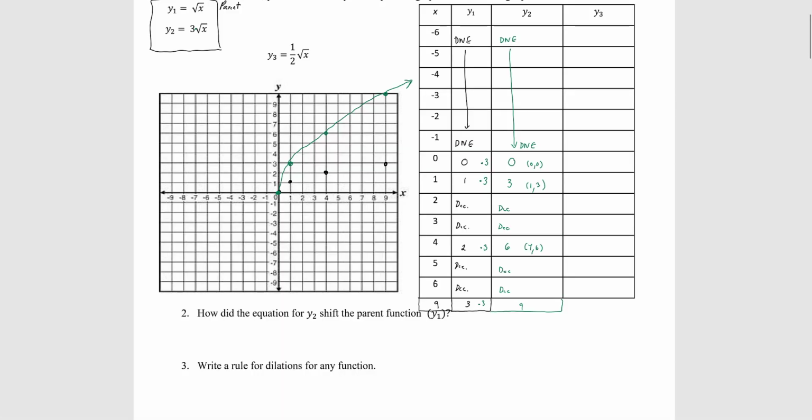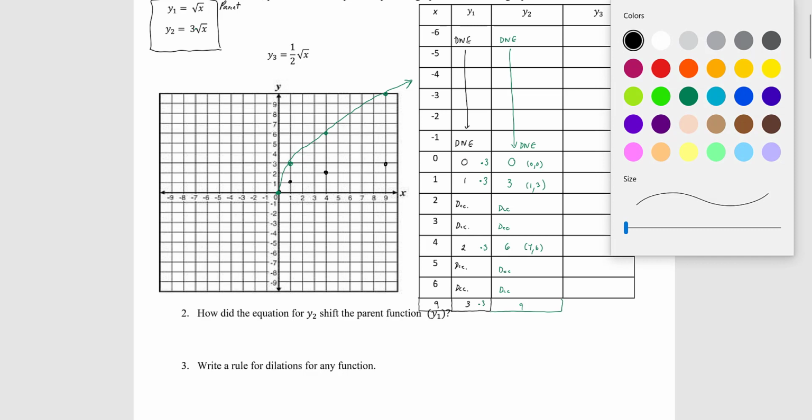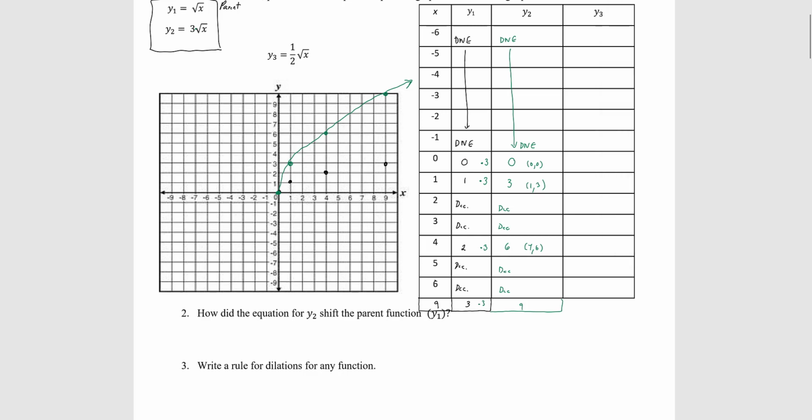So let's go ahead and answer question 2 before we graph that last problem here. It says, how did the equation for y2 shift from the parent function of y1? Well, y2 is a stretched out version of y1 by a scale factor of 3.